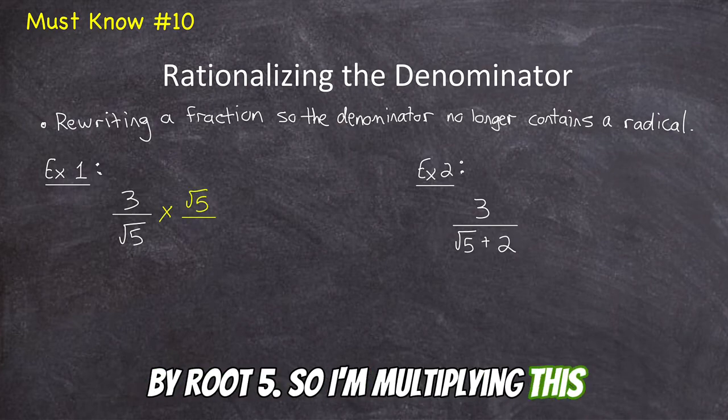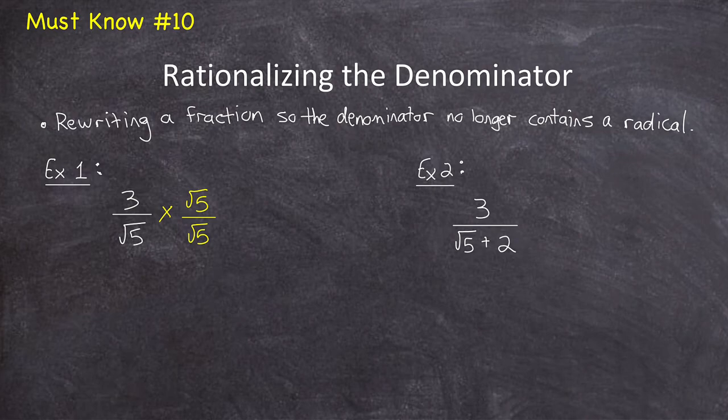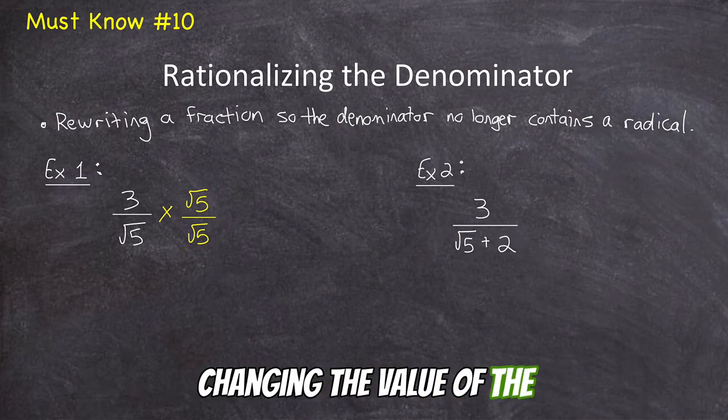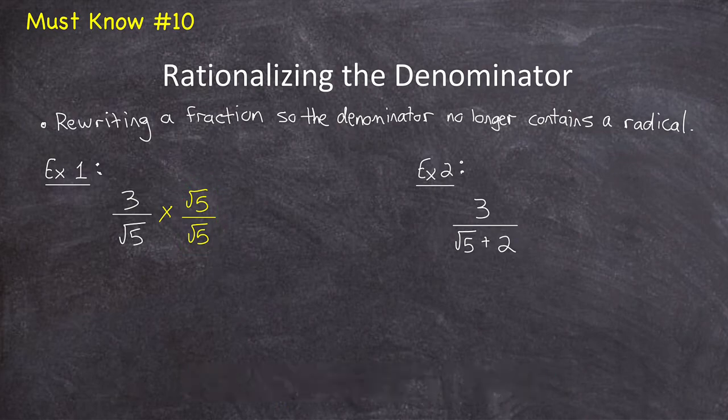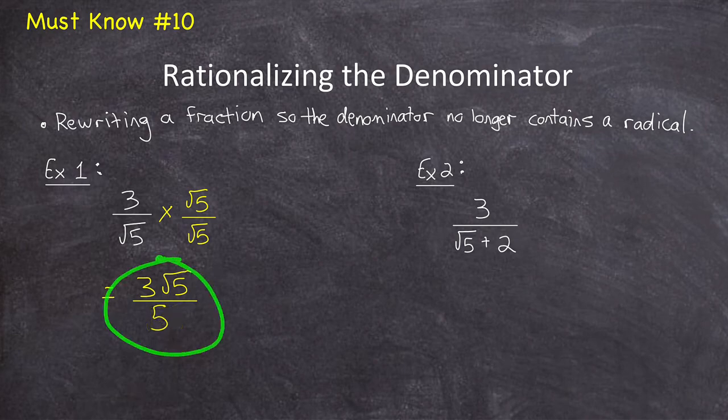So I'm multiplying this by root 5 over root 5, which is just 1. So we're not changing the value of the fraction. But when I do the multiplications, in the numerator, I have 3 times root 5, which I would just write as 3 root 5. That's an irrational number still, but that's okay. In the denominator, I have root 5 times root 5, which is the square root of 25. And the square root of 25 is the rational value, 5. So this fraction has the exact same value as 3 over root 5, but the denominator is now a rational number. So the denominator has been rationalized.